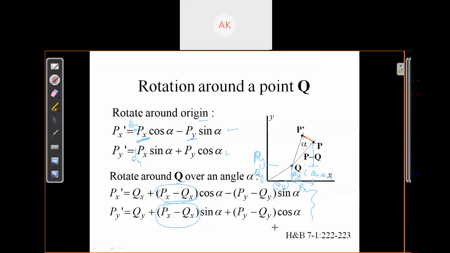Is it clear, Arti? Yes, sir. Is it clear? Yes, sir. Okay, in this case we are just setting our rotational point to some point other than the origin. The rotational point is Q somewhere, with coordinates qx and qy, and we substitute these values in the original equation and get this formula.